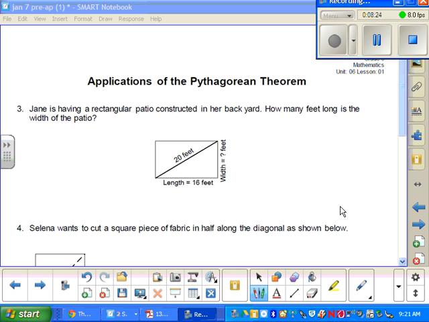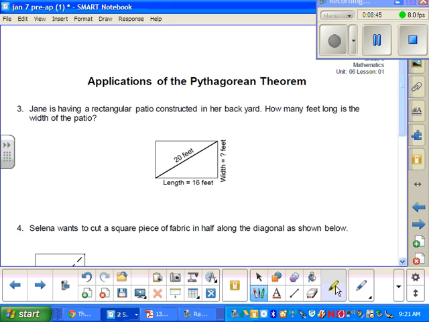All right, let's look at number 3 here. We have Jane is having a rectangular patio constructed in her backyard. Well, we already know it says rectangular patio, so we know that the shape that we're going to be looking at is a rectangle. So how many feet long is the width of the patio?